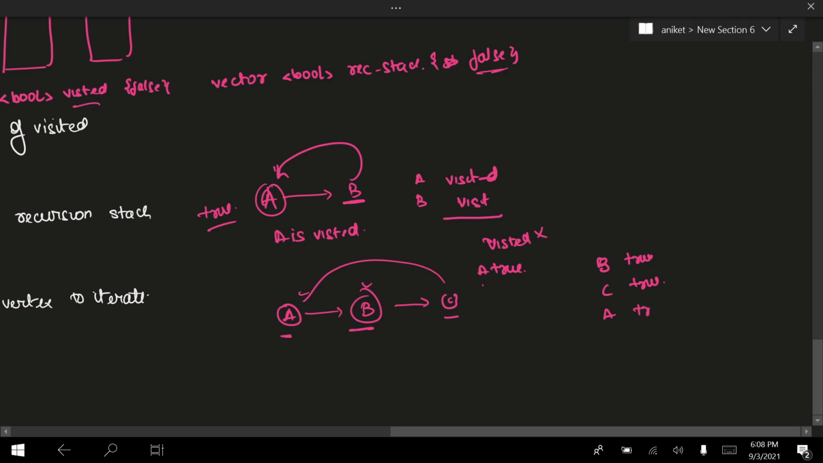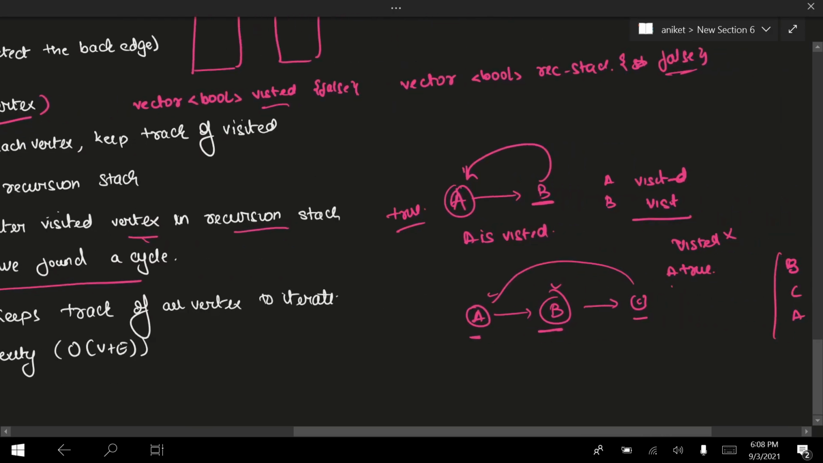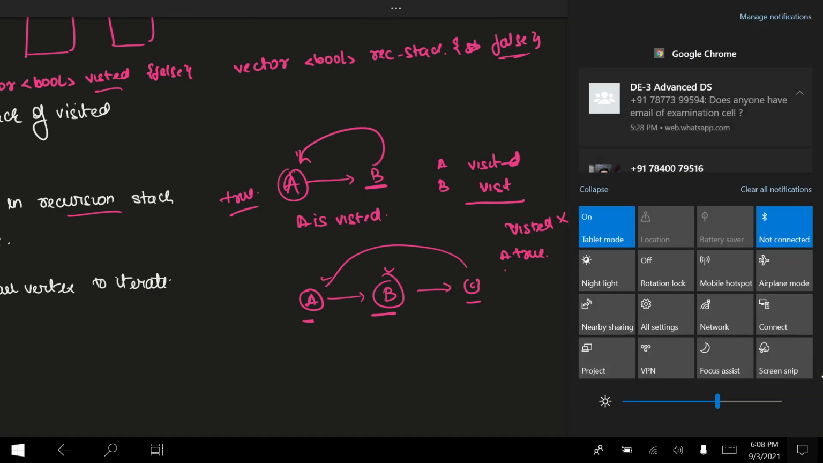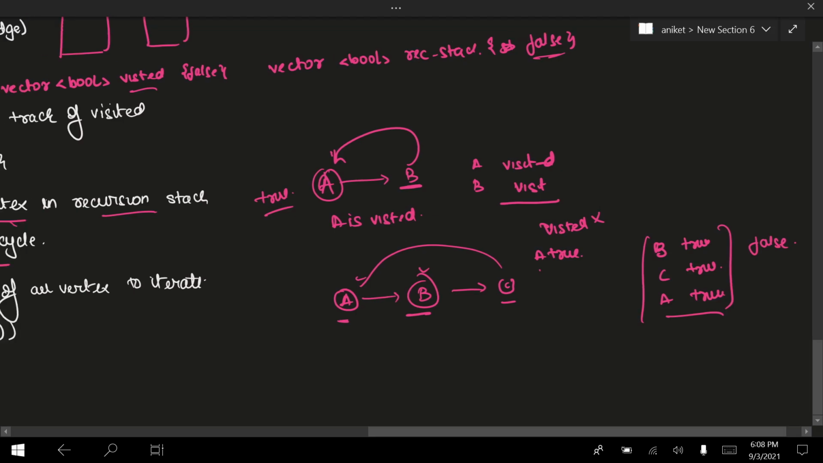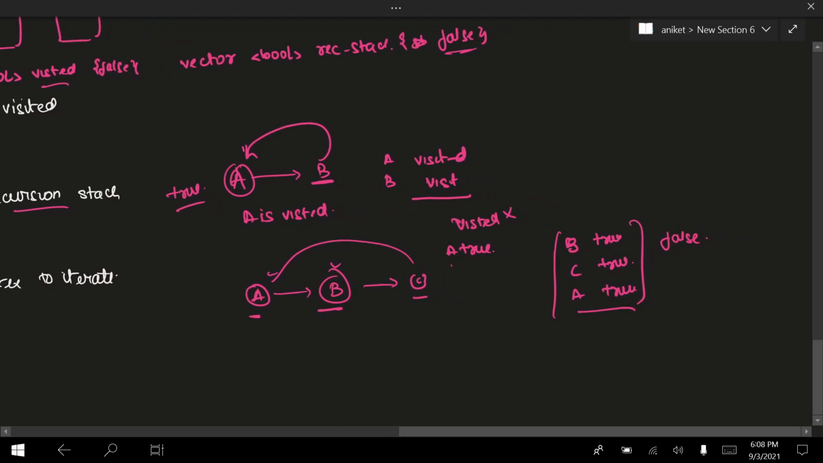After this, we mark these as true, true. But once we exit the cycle, we have to mark all of them as false. So that's the basic code behind this. If we encounter any vertex that is already in the recursion stack, we have found a cycle. So if we detect A another time and it is true, that means we are back in the cycle, and we have to exit the recursion stack, but we also have to make sure that we mark all of them as false.